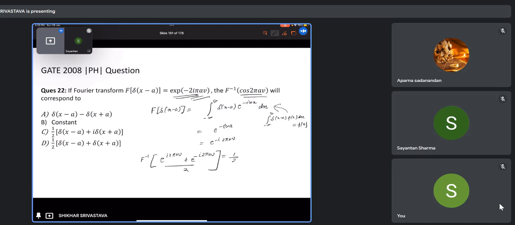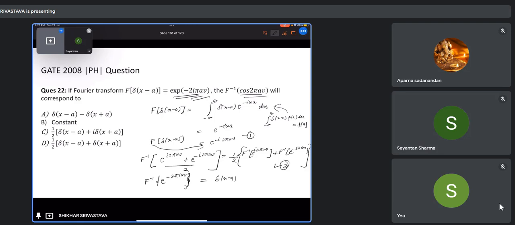Or you have to calculate the Fourier inverse of exponential 2 pi a nu, plus the inverse of exponential minus 2 pi i a nu. So this you have to calculate. Now using equation 1 you can find it, because this is equation 2. So from equation 1 you can just write the Fourier inverse of exponential minus 2 pi i a nu is nothing but del of x minus a.